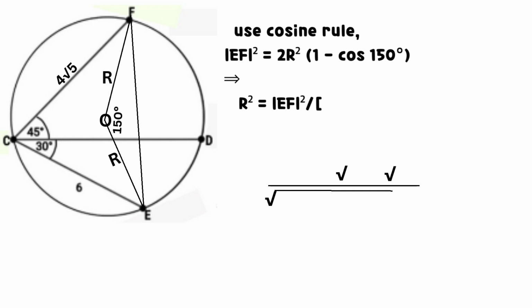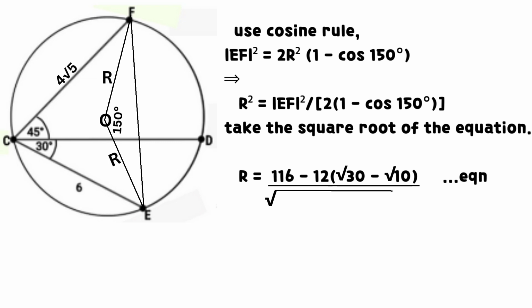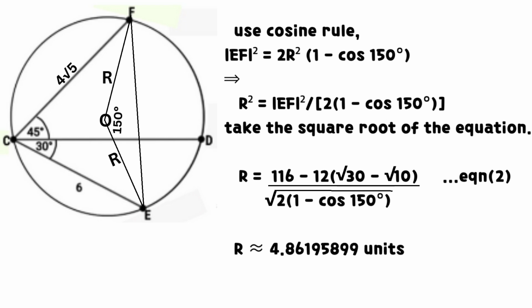Use cosine rule. The square of line EF equals 2 times the product of the square of R and 1 minus cosine 150 degrees. It implies that the square of R equals the square of line EF divided by the product of 2 and 1 minus cosine 150 degrees.